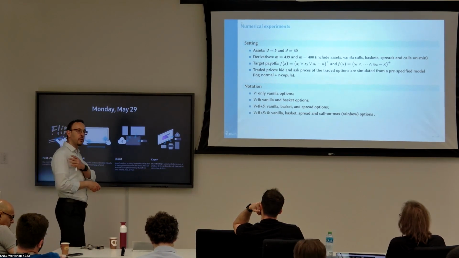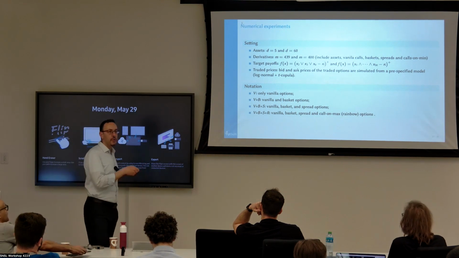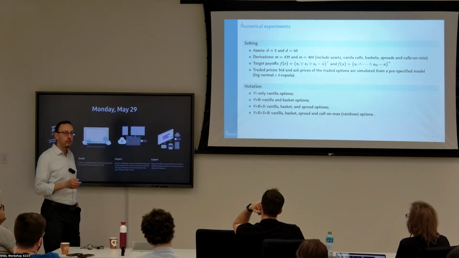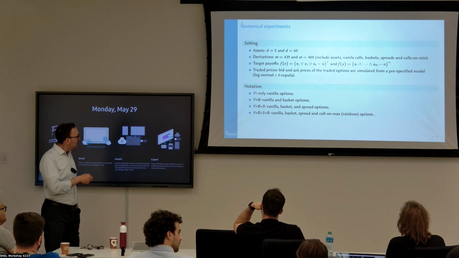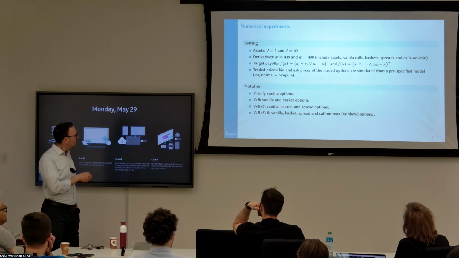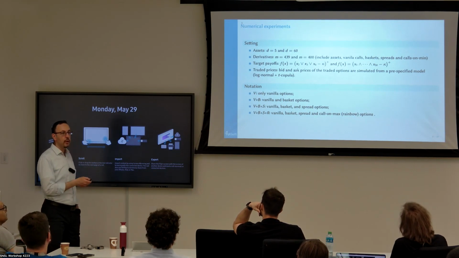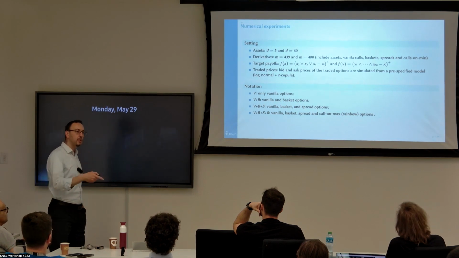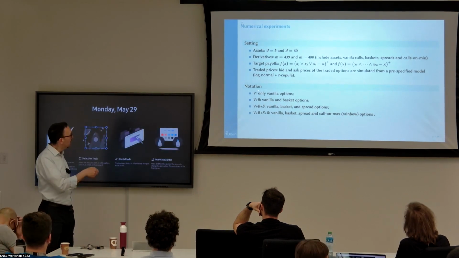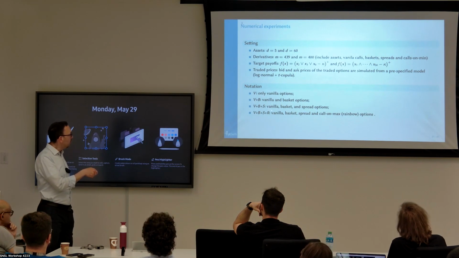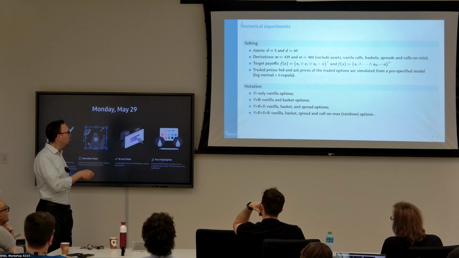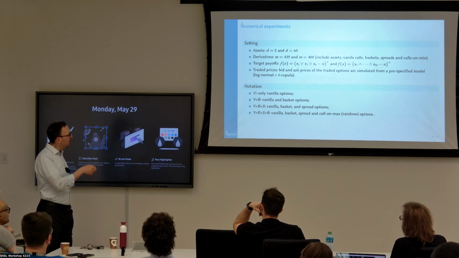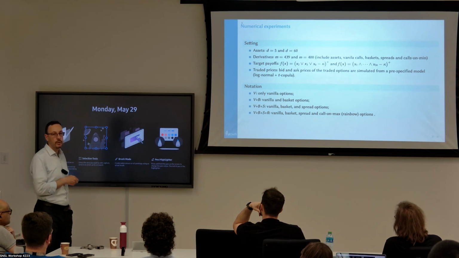Then you throw the model information out, you keep the prices, and then you start your minimization problems and see what happens. Now we are going to work in 4 settings. In the simplest setting, you take only vanilla options into account, and then gradually you increase the information. First only vanillas, then basket options, then spread options, and in the end you also take these call on max options. These are relevant because they have the same payoff structure as your target payoffs.